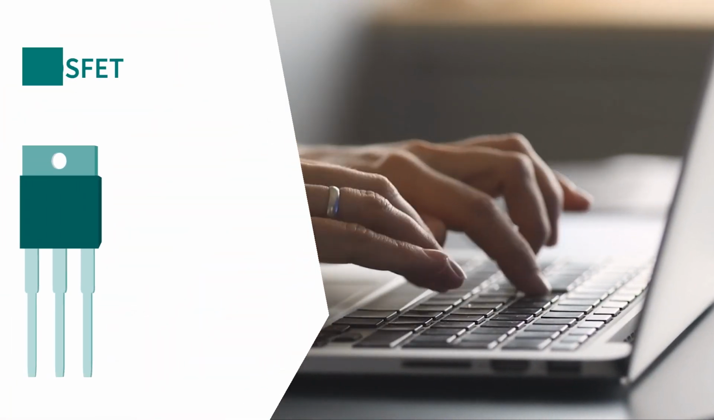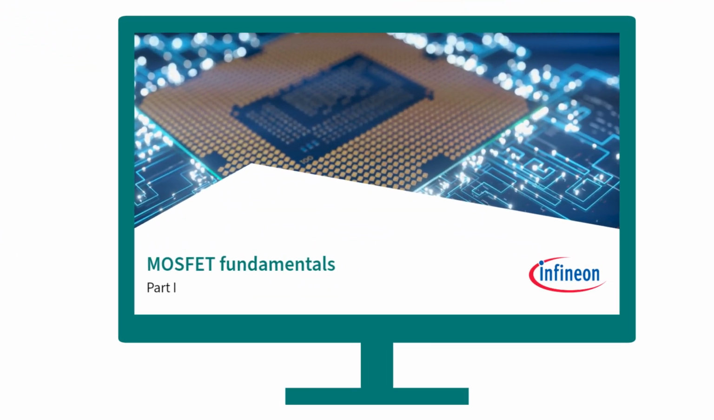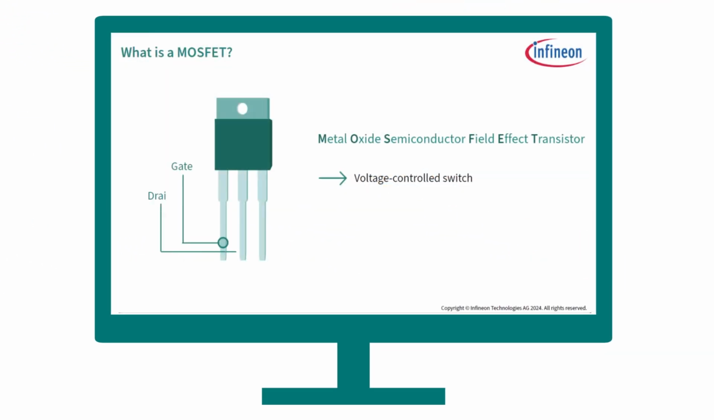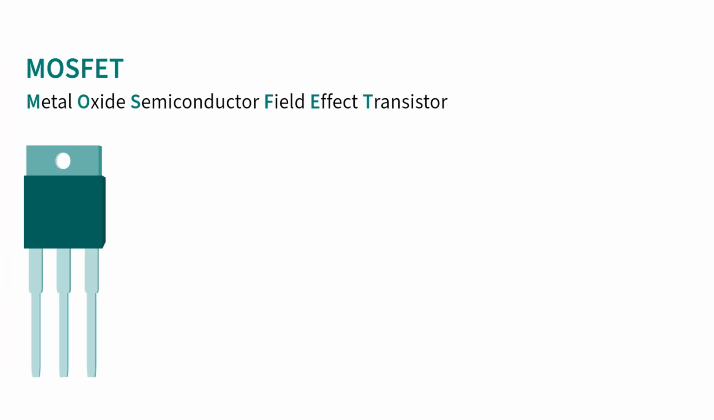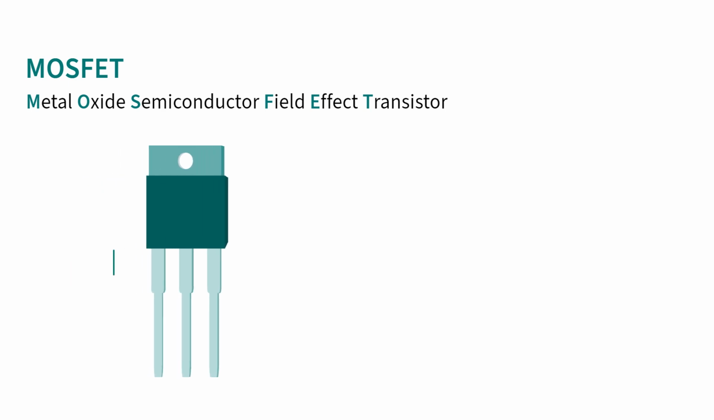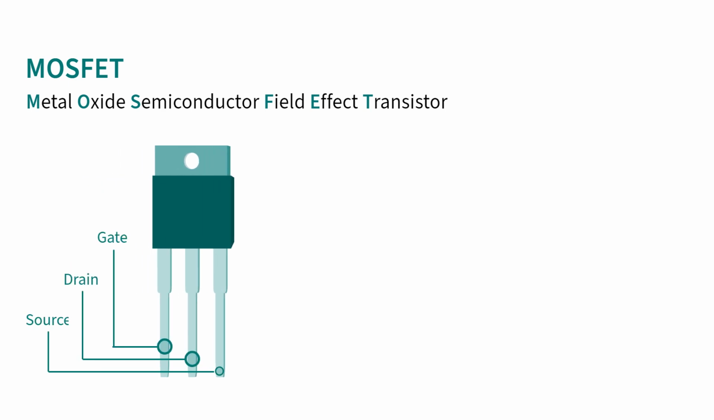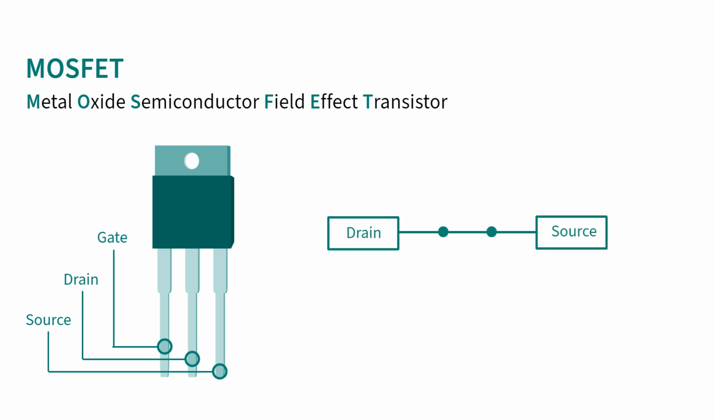So, what is a MOSFET? In part 1, we learned that a MOSFET is a three-terminal semiconductor typically used as a solid-state switch. MOSFET stands for metal oxide semiconductor field effect transistor, and it has three terminals, which are the gate, the drain, and the source. The drain and the source are the switch terminals, and the gate is the control pin that turns on and off the switch.